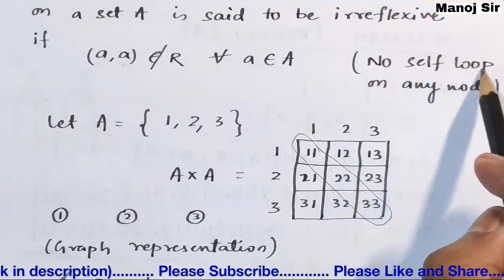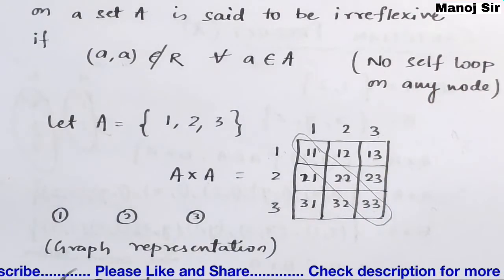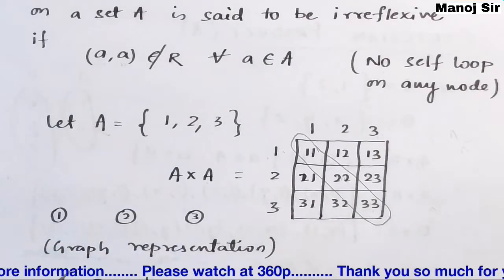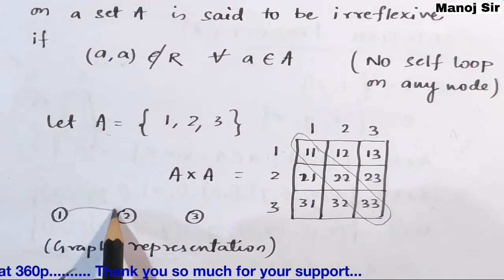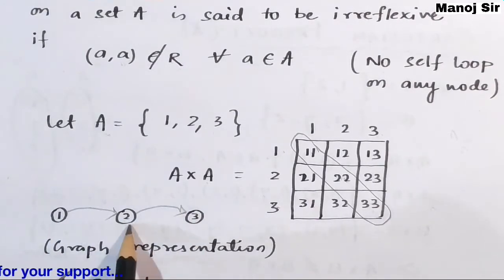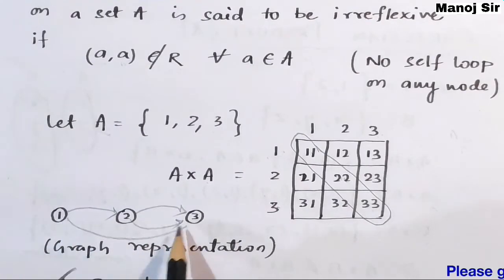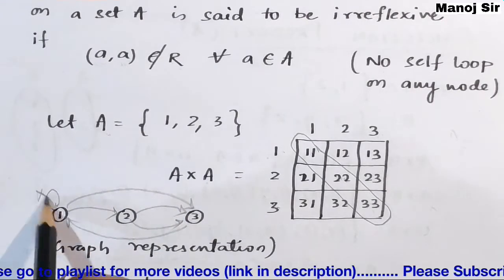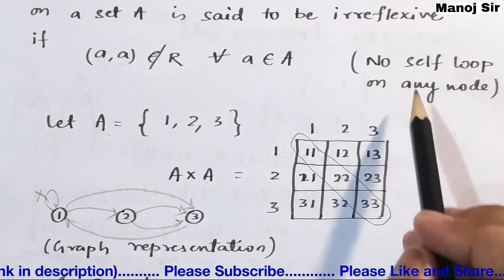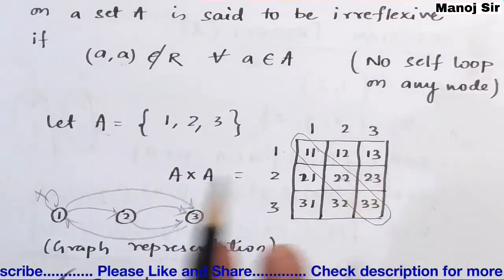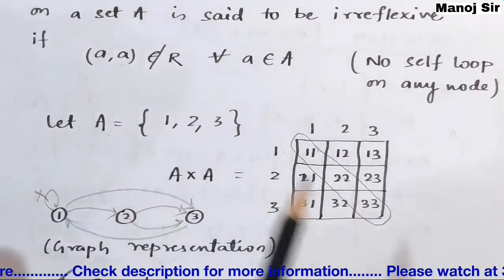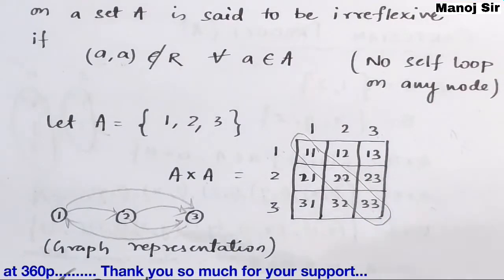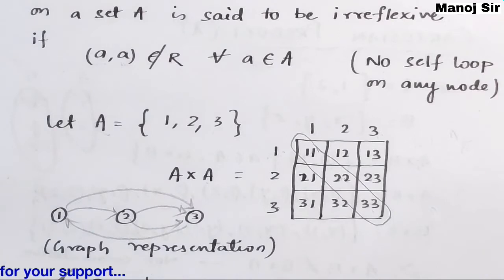Now, for the graphical representation of an irreflexive relation, there is only one rule: no self loop on any node. Let's say we have three nodes, 1, 2 and 3. This is possible, this is also possible, this is also possible, but this is not possible. If there is a self loop on any of these nodes, then that is not an irreflexive relation. For an irreflexive relation, there should not be any self loop on any of the nodes. This is my graphical representation of an irreflexive relation.